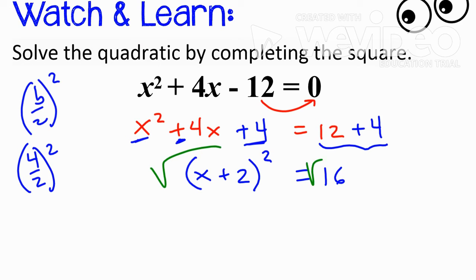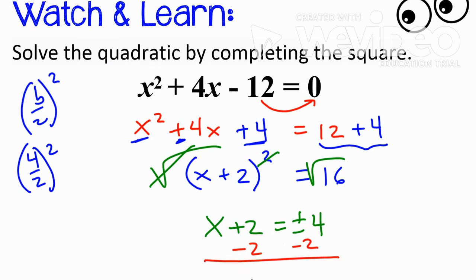Square root both sides. Remove the parentheses. Add your plus or minus sign. Be sure to do your inverse operation. And now you can either write this out or do it in your head. -2 plus 4, -2 minus 4. Alright, pause the video if you need to look it over, but I'm going to show you another one.